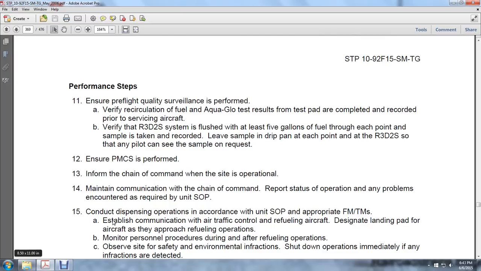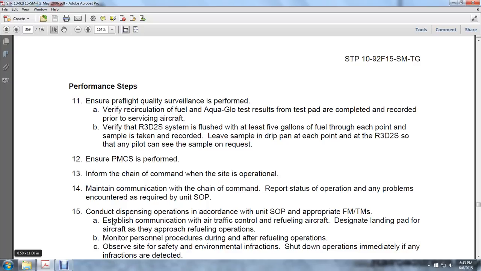11. Ensure pre-flight quality surveillance is performed. Verify the recirculation flow, aqua-glo test results from the test pad, and completed record prior to servicing aircraft. Verify the R3D2 system is flushed with at least 5 gallons of fuel through each point where a sample is taken or recorded.